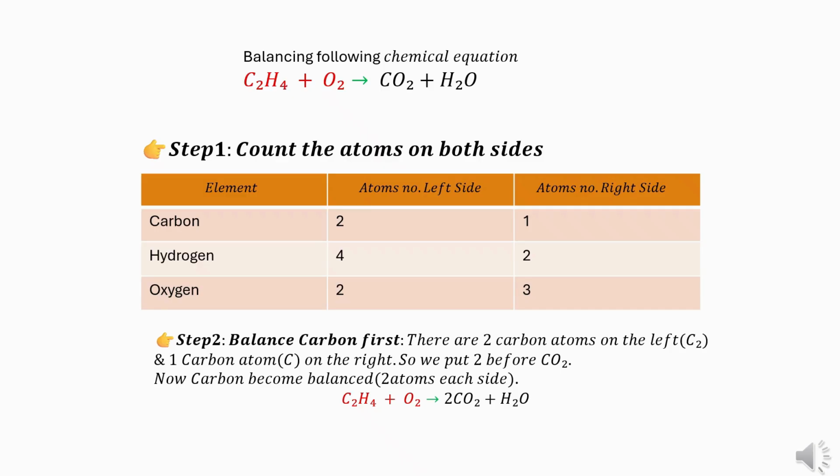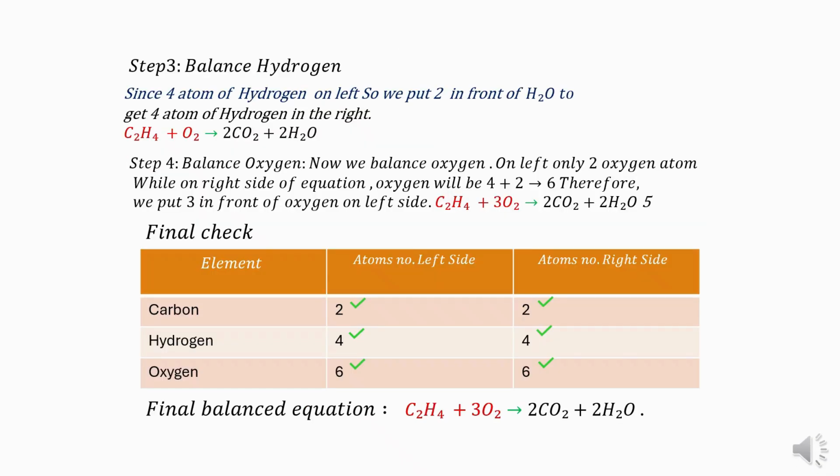Step 2. Balance carbon first. There are 2 carbon atoms on the left, C2, and 1 carbon atom on the right. So we put 2 before CO2. Now carbon is balanced, 2 atoms on each side. Step 3. Balance hydrogen. Since there are 4 atoms of hydrogen on the left, we put 2 in front of H2O to get 4 atoms of hydrogen on the right. Step 4. Balance oxygen. On the left there are only 2 oxygen atoms, while on the right side of the equation oxygen is 6, therefore we put 3 in front of oxygen on the left side.